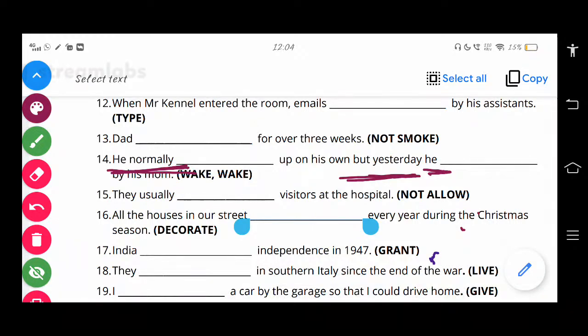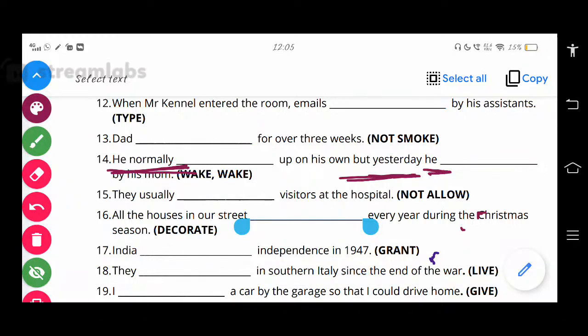Generally we have to use the first form of the verb, right? To express daily actions we have to use the first form. So therefore the first blank has to be answered by using the first form. But the subject is he. After he, do we have to use only the base form itself or the base form along with the suffix? After he, do we have to use wake or wakes? Wakes we have to use, so he normally wakes up on his own. Not only wake, because the subject is a third person singular pronoun.